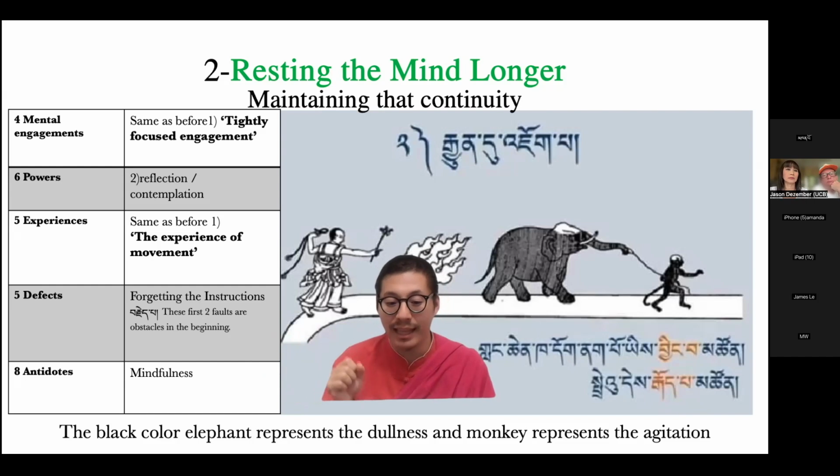We have to apply the antidote. So apply the antidote of mindfulness here. Among the 8 antidotes, we apply the antidote of mindfulness. And then here again, see that the color of the black elephant is changing slightly white on the top of the elephant's head. It's because the black color of the elephant represents the dullness, and then the monkey represents the agitation, right? Dullness and agitation.